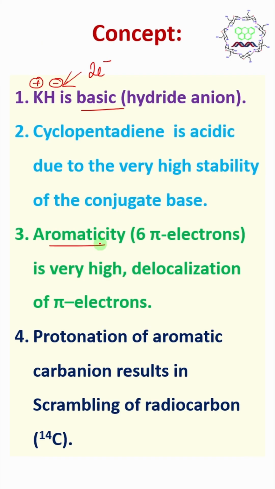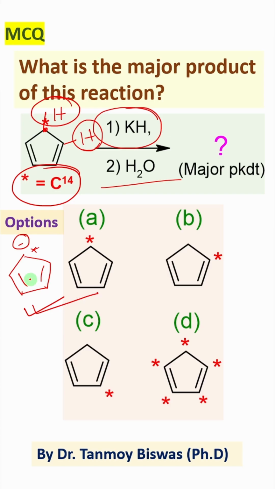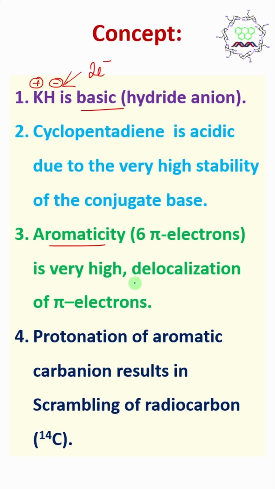Next, aromaticity. Actually, this carbanion is aromatic because it has 6 pi electrons. How? 2 pi electrons are associated with each of these pi bonds, or double bonds, and here is this negative charge. Negative charge means 1 extra electron, and this carbon already had 1 electron, so these represent 2 pi electrons, and this electron remains in the p orbital. So in total, 2 plus 2 plus 2, 6 pi electrons. From that perspective, you can say this anion is aromatic. Aromatic means very high resonance and very high delocalization, which means very high stabilization of this carbanion.